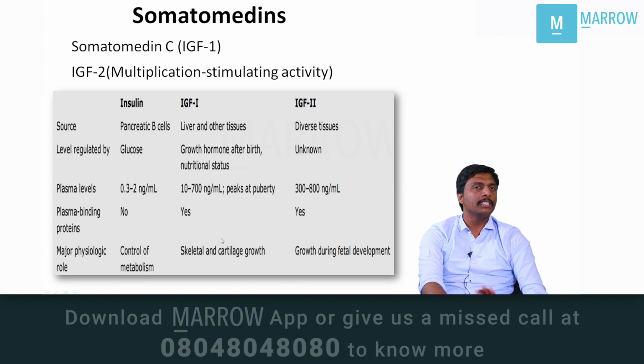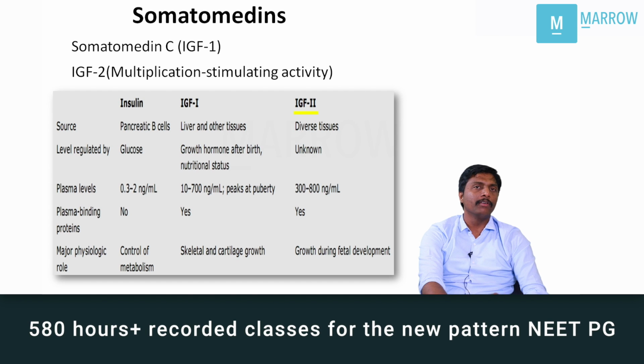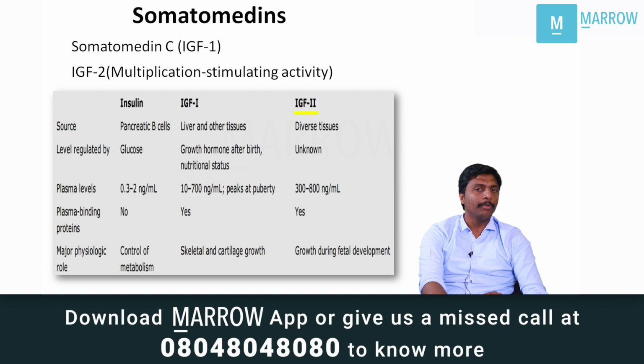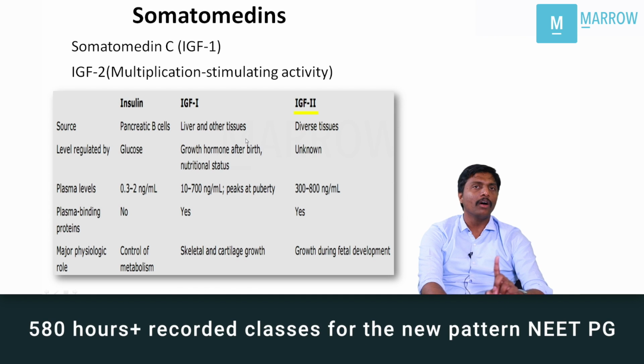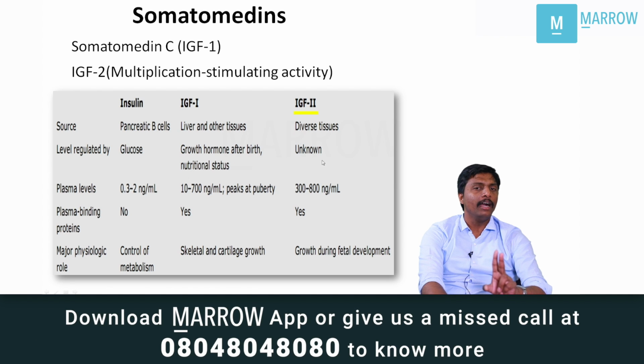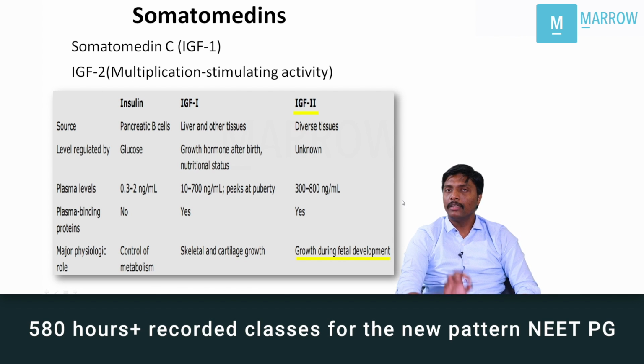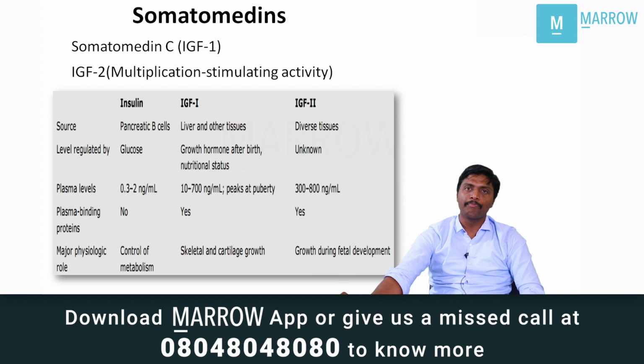What is the MCQ concerned with IGF-2? It is the most important somatomedin required during fetal development. Intrauterine life, fetus, the most important growth factor is insulin-like growth factor 2. 1 for adults, 2 for fetus. It was recently asked as an MCQ. Kindly make a note here, IGF-2 growth during fetal development. Remember this concept? Lot of MCQs. Somatomedins come from liver. That is what I mentioned here.